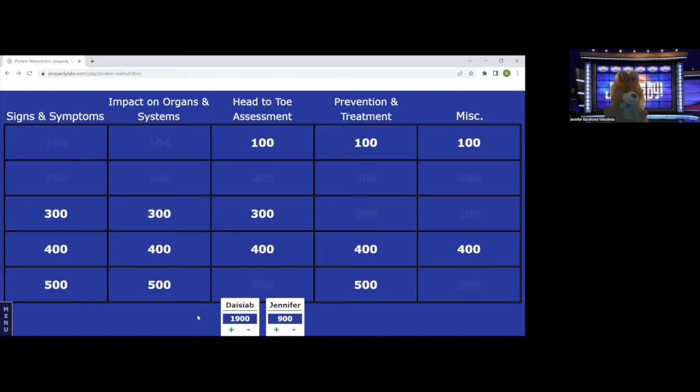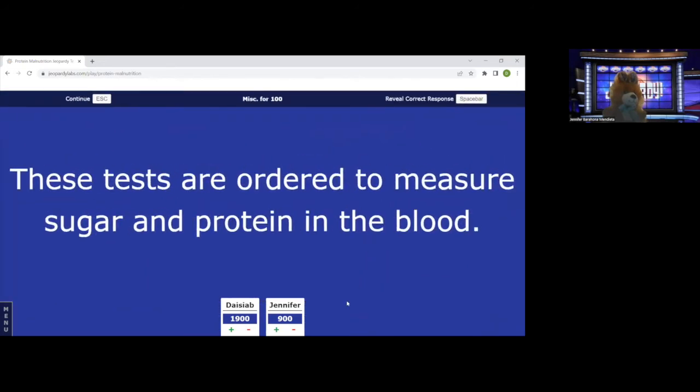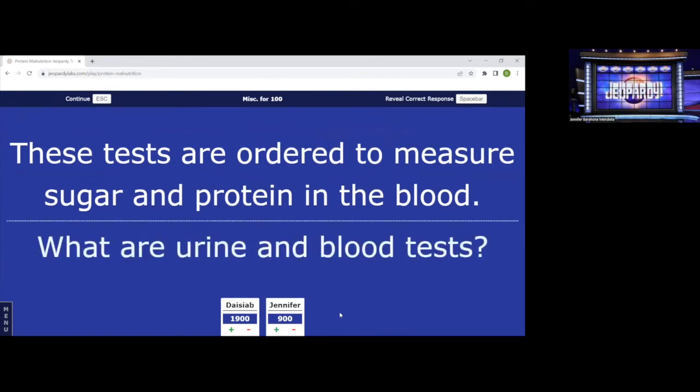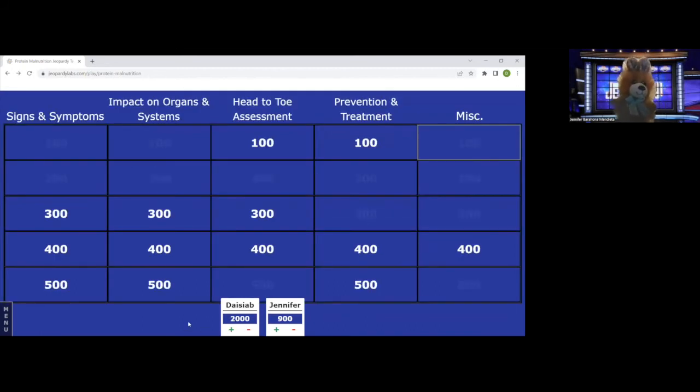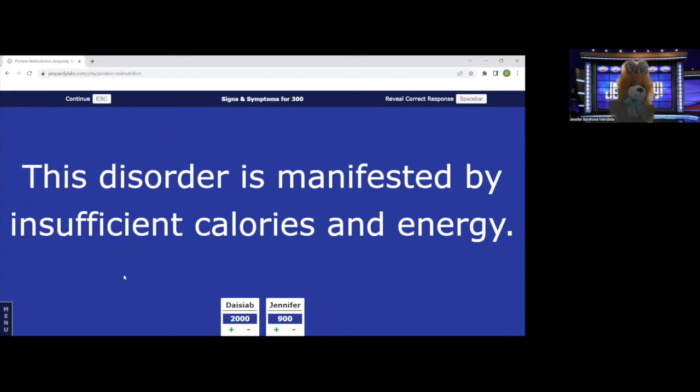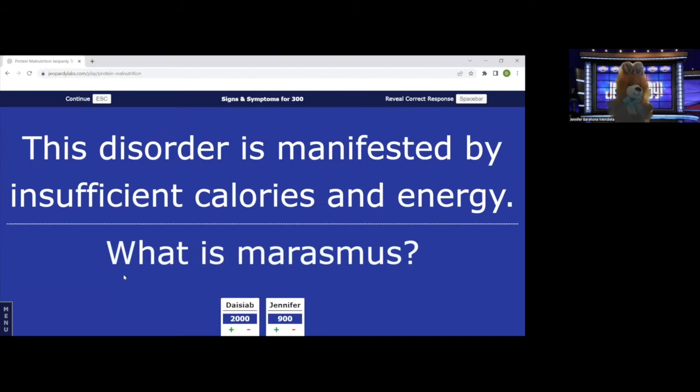All right, let's do miscellaneous for 100. These tests are ordered to measure sugar and protein in the blood. What are urine and blood tests? Correct. All right, let's do signs and symptoms for 300. This disorder is manifested by insufficient calories and energy. What is marasmus? That is correct. What is marasmus?